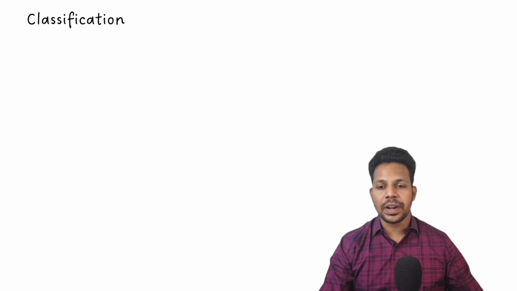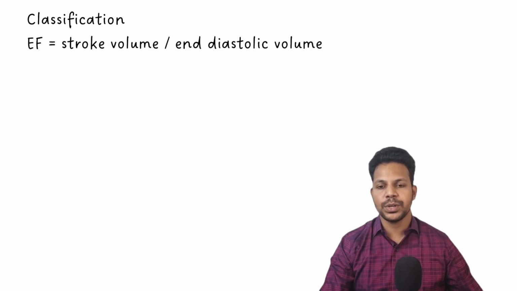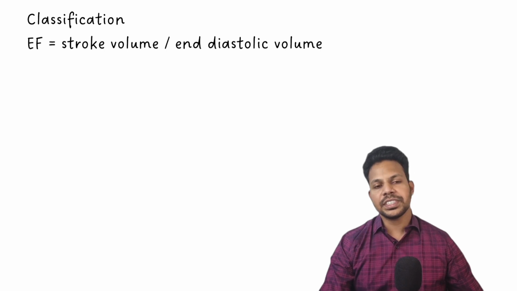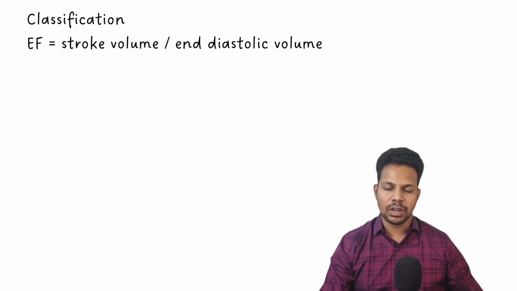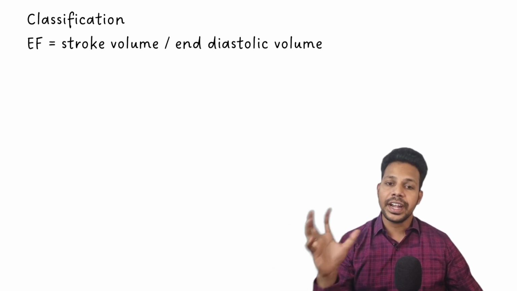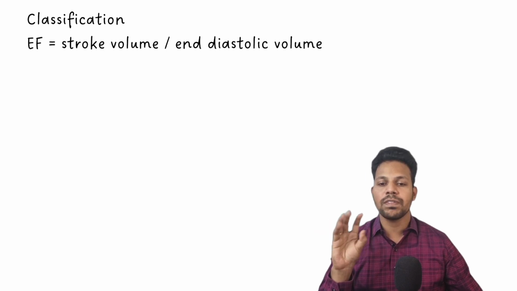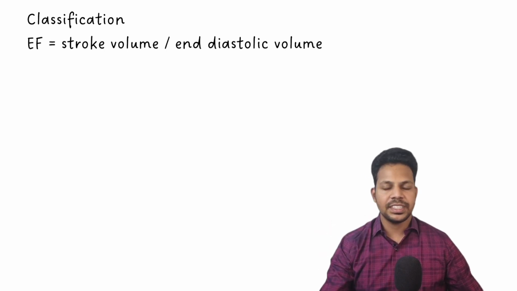Now we come to the proper classification that we are following. It is based upon the ejection fraction, which we will find out by doing a 2D echocardiography. So ejection fraction is nothing but stroke volume by end diastolic volume. What volume of end diastolic volume is pumped out with each stroke of left ventricular contraction? That is what is ejection fraction.